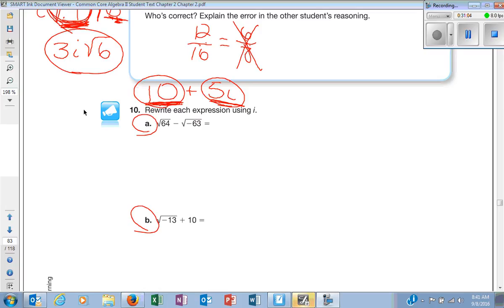How would you attack letter A? What's the square root of 64? 8. That's going to be my real part. Then I have to attack this one right here, and that's going to be my imaginary part. Can these combine? No. It's like me saying 10 plus 5x. Can I combine those? No, because these are not like terms. You're going to have that similar thing happening down here. Does everybody understand how you're supposed to attack the square root of negative 63? Sorry. Feel confident in this?